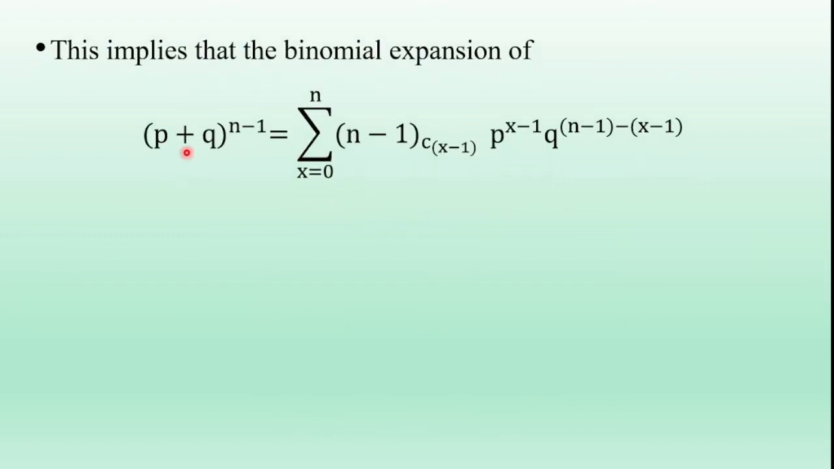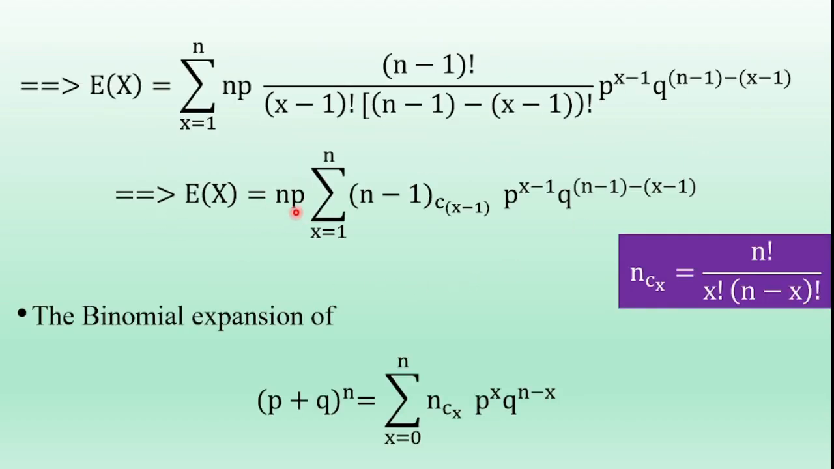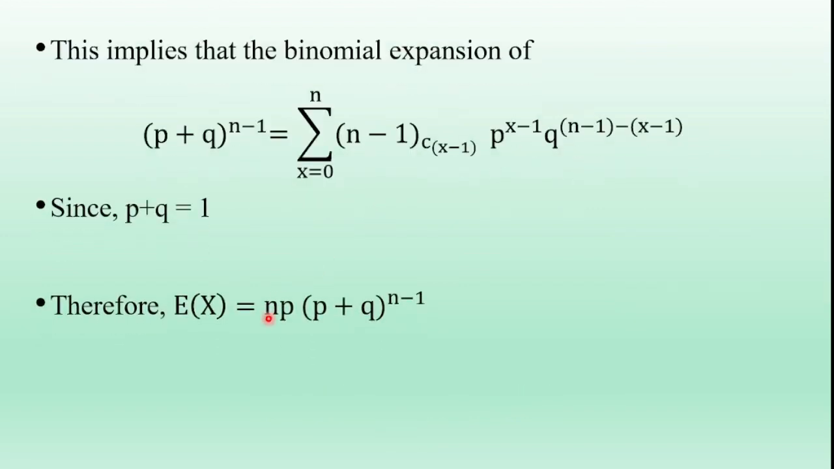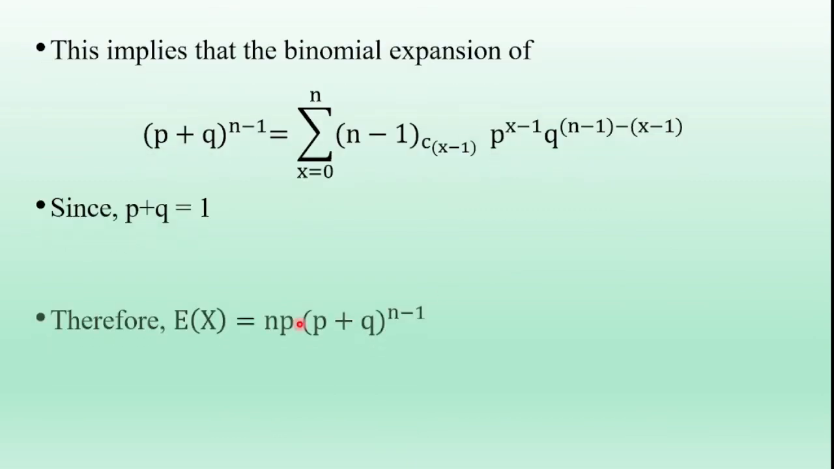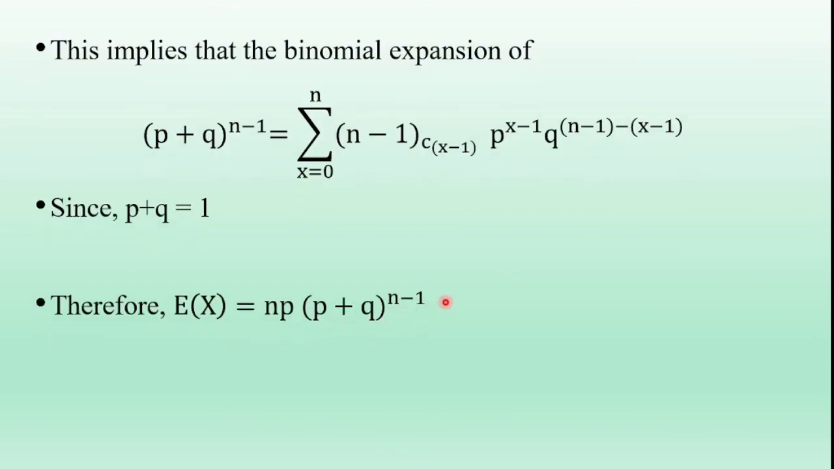Therefore, (p plus q) whole to the power n minus 1 is sigma x equals 0 to n minus 1 of n minus 1 C x minus 1 p power x minus 1 q power n minus 1 minus (x minus 1). So from this equation, the mean value of the binomial random variable, expectation of x, is equal to np into, using the binomial expansion, (p plus q) whole to the power n minus 1. That is np into (p plus q) whole to the power n minus 1.